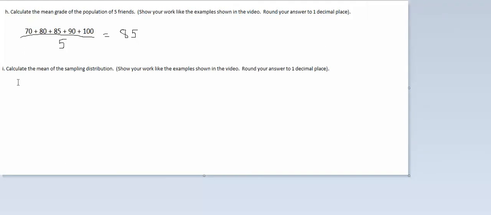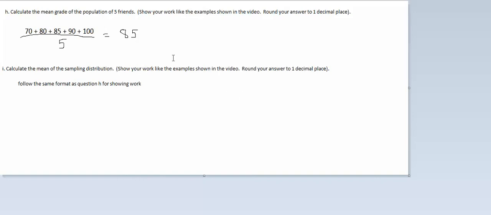So I'm actually not going to show the work for this one. Just follow the same format as question H for showing work, because like I said right here, I would just be getting the mean of 10 numbers.